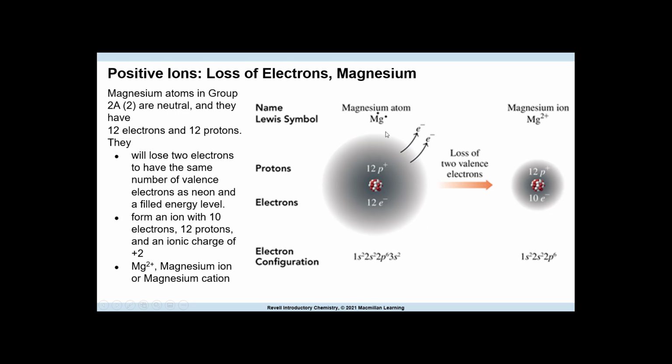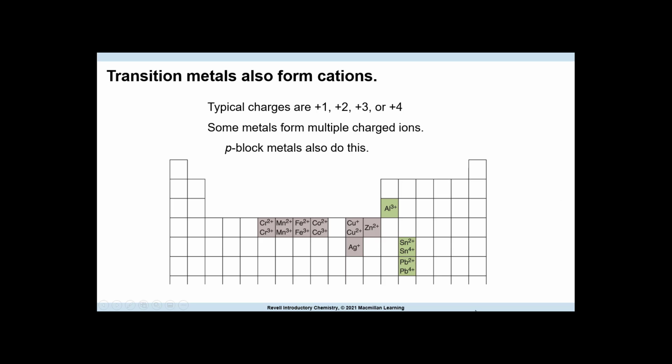Magnesium is the same. The magnesium Lewis symbol is this as a neutral atom, but once it loses those electrons, it becomes an ion. And you can see the electron configuration for that too. And it becomes smaller because it loses that outer electron shell.